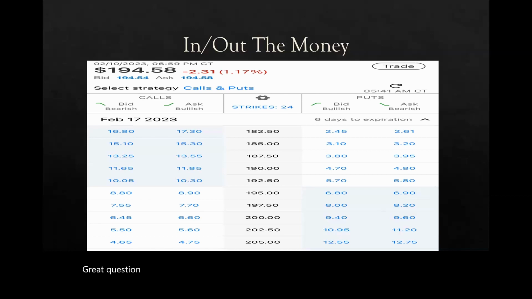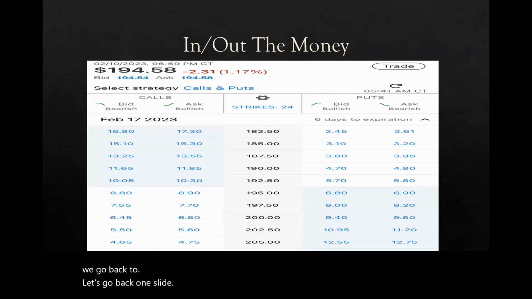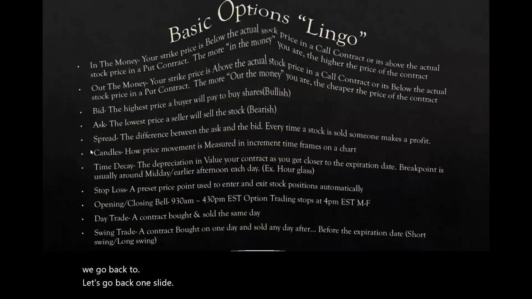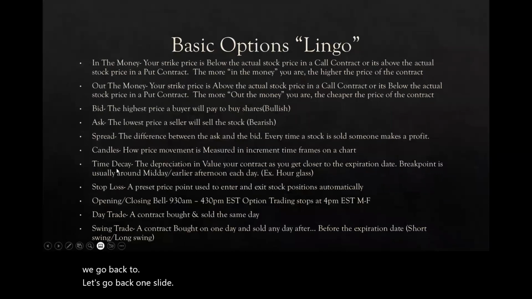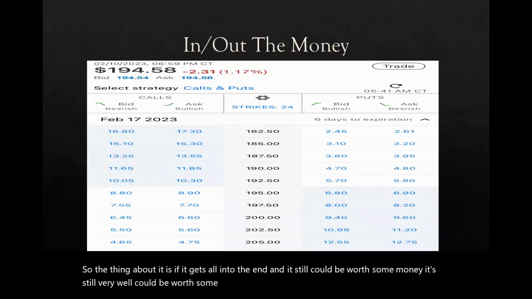Now the thing about it, if you're in a good position, again, if we go back one slide. Remember this right here, time decay. So the thing about it is, if it gets all the way to the end and it still can be worth some money, it still very well could be worth some money. But that's something you definitely don't want to do, to be honest with you.